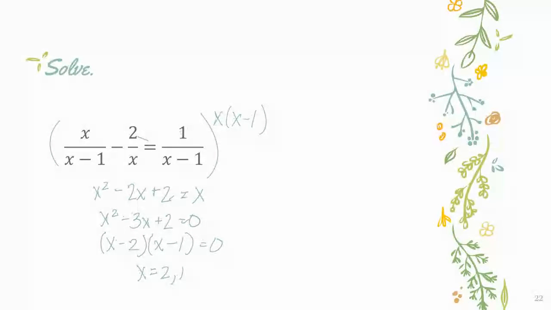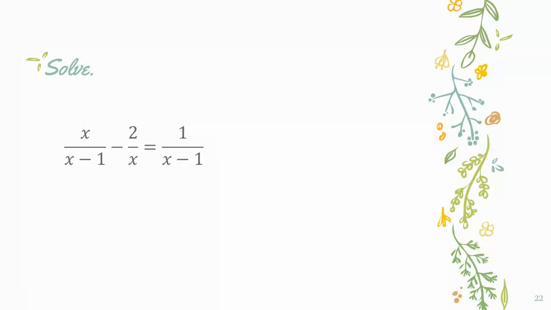When I plug these back in, I get 2 over 1 minus 2 over 2 equals 1 over 1. 2 minus 1 equals 1. That checks. When I put the 1 in, I get 1 over 0. I'm going to stop right there. I know that doesn't work. Therefore, 1 is not a valid solution, and x equals 2 is the only solution of this problem. Please don't forget to check your answers.